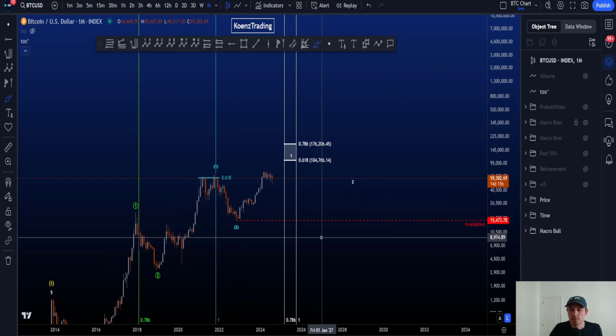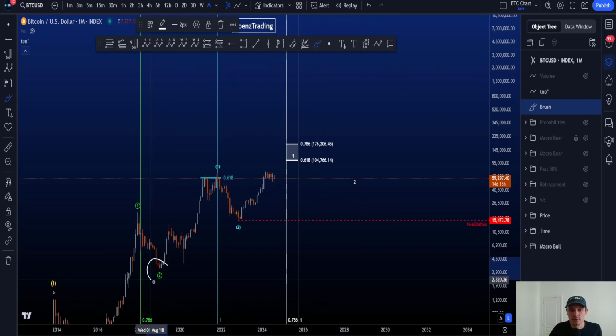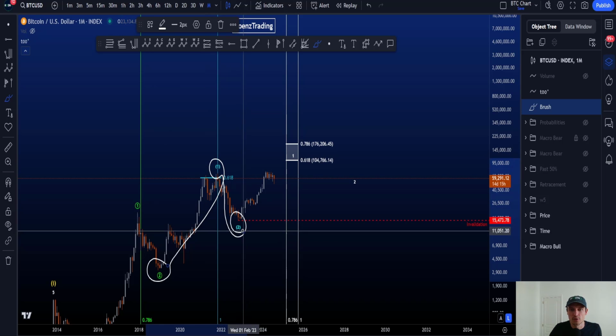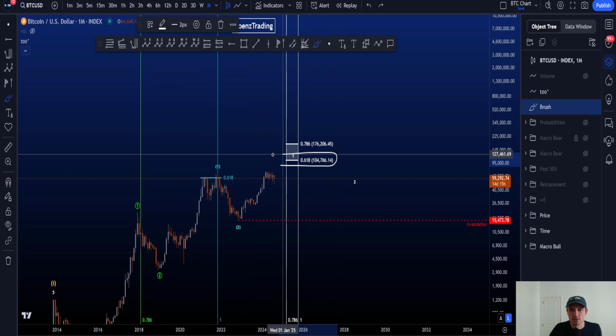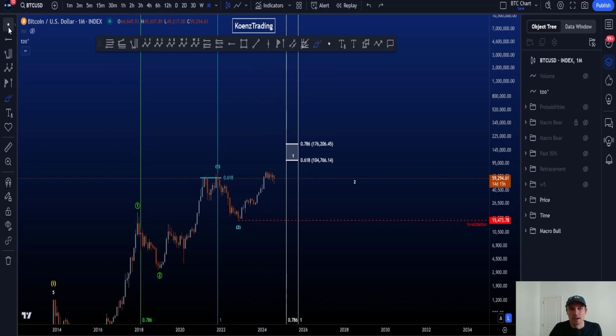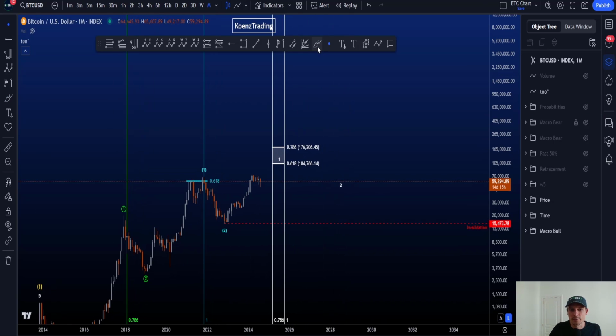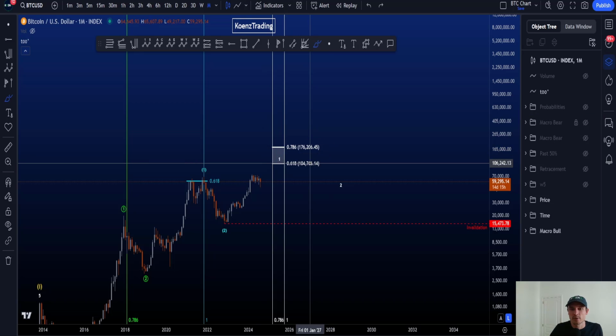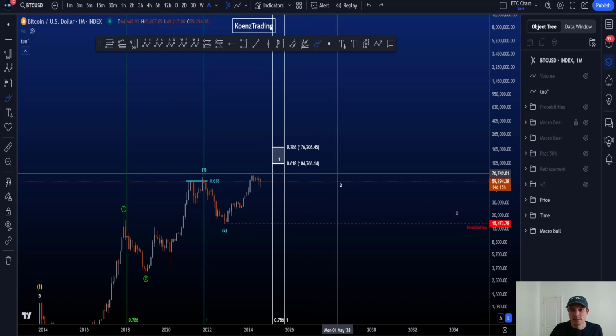If we then do the same for the current bull market, I can pull a trend-based Fib extension from the start to the end of blue 1 to the end of blue 2, and here you have it, the 0.618, giving you a target at about 105k. Just for the sake of flexibility, I also like to include the 0.786, which then sits at 176k.